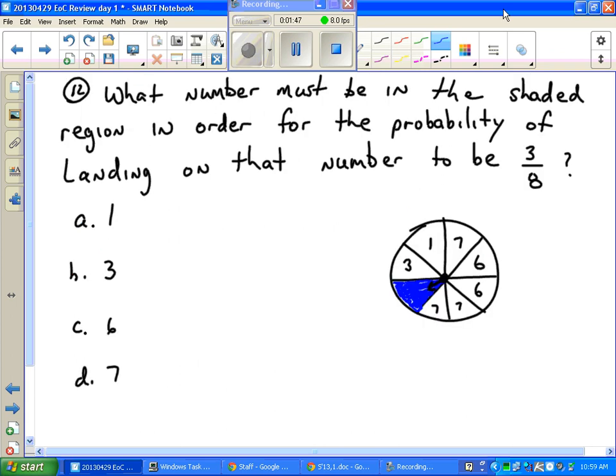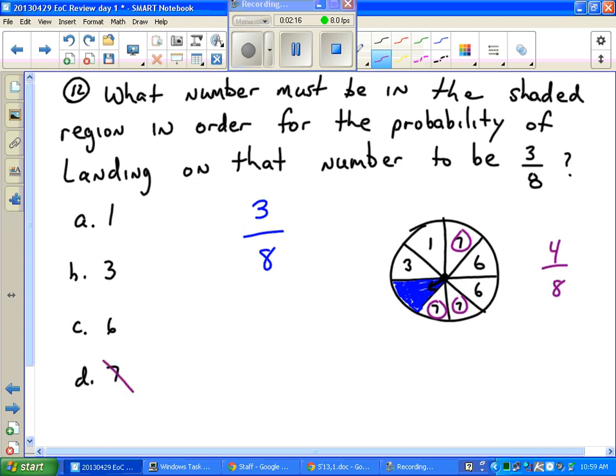Number 12 says, what number must be in the shaded region in order for the probability of landing on that number to be 3 out of 8? So 3 out of 8. What that's saying is out of 8 total, you want the number 3 to come up or have 3 chances. As you look at 7, notice 7, 7, and 7. There's 3 of them already. If the blue number was 7, then that would give you 4 out of 8. So it's not going to be 7 for sure.